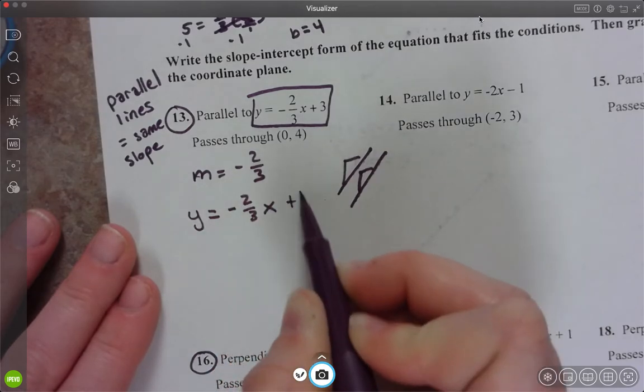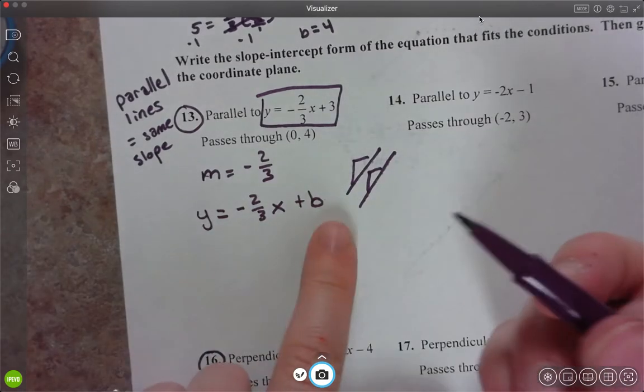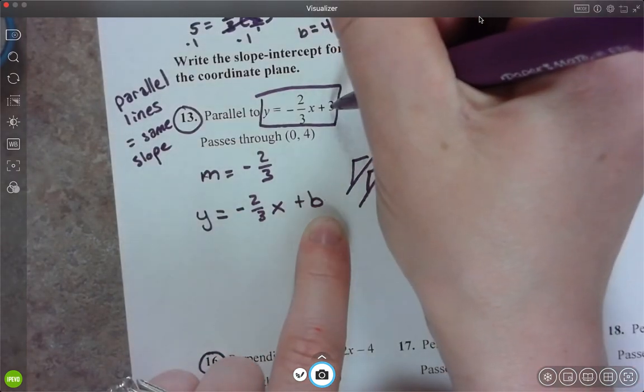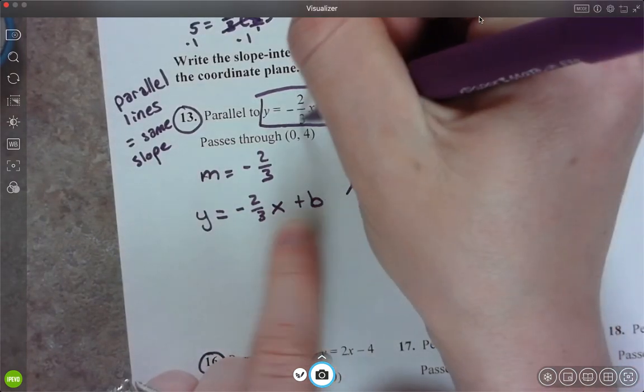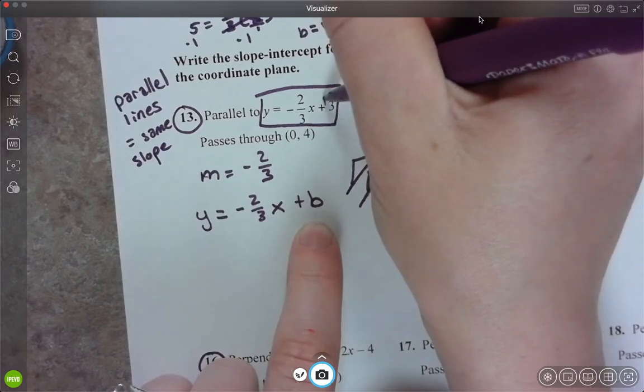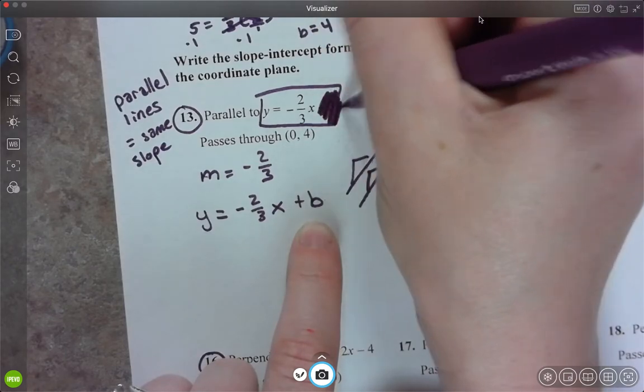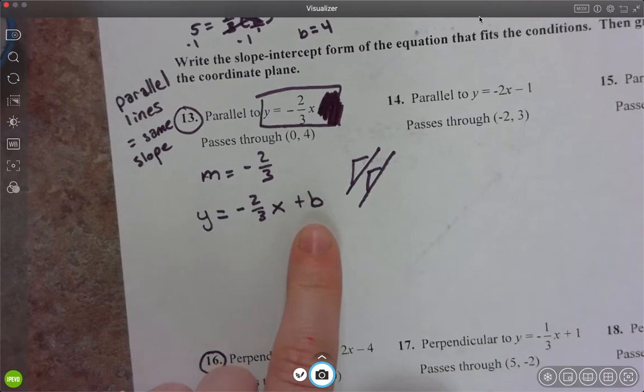And from there, I just need to figure out where b is. Okay, well, what do I do with this 3? I haven't used the 3 yet, right? Negative 2/3 was my slope. What do I do with the 3? This is where you cross that 3 out. Then you never use that last digit, because they're going to have a different y-intercept.